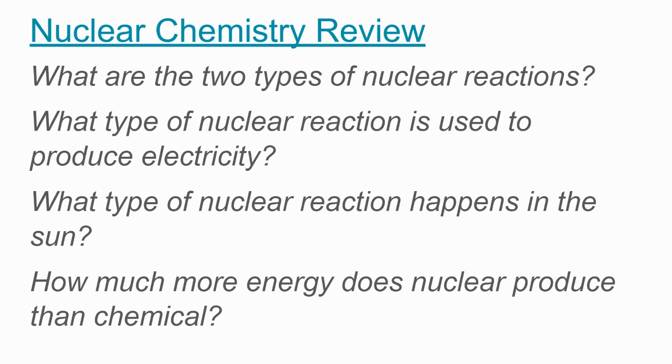So this is from quarter 1. Do you guys remember there's 2 types of nuclear reactions that we talked about? Matthew? Fusion and fission. Good, fusion and fission. So the next question up here is, which one is used to produce electricity? Fission. Good, fission. Fission helps us get electricity. And what one happens in the sun? Fusion. Good, fusion. Perfect. So fission is what happens in nuclear power plants, and fusion is what happens in the sun.